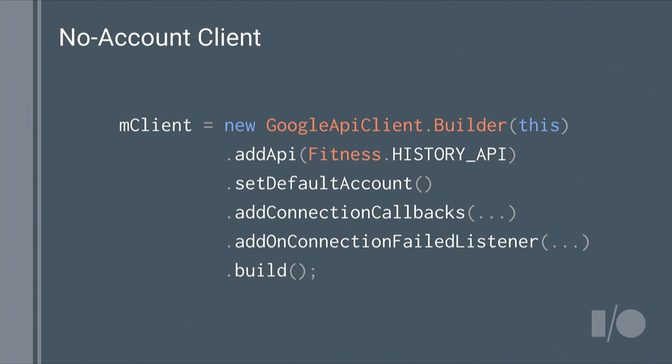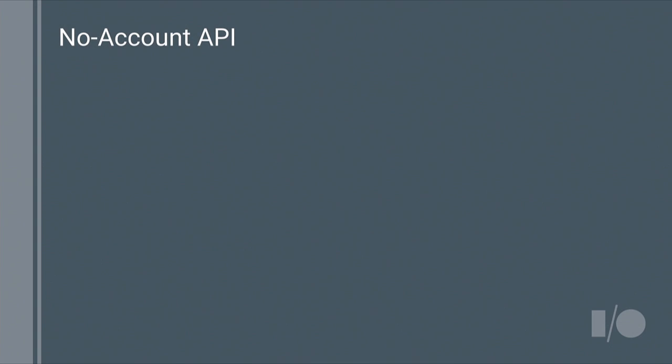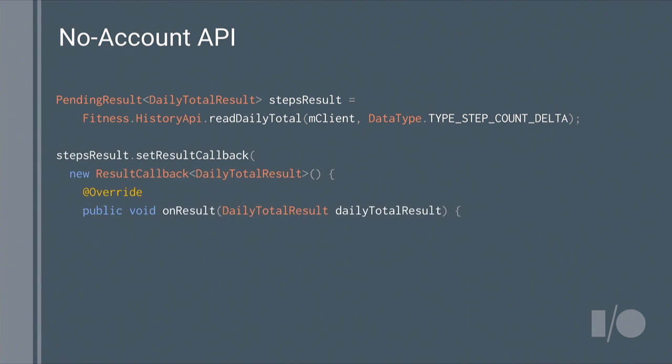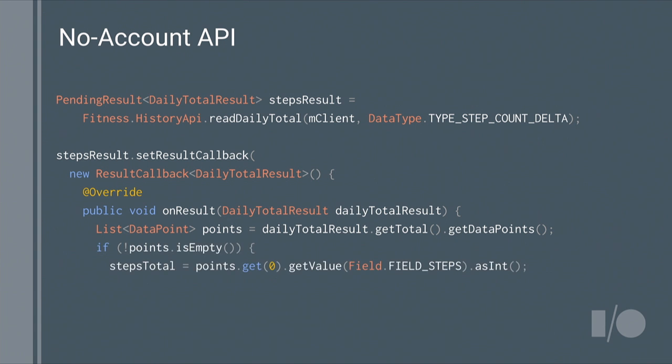And the way you do that is with the read daily totals method. So you're going to call the history API's read daily total method. And this is basically going to give you a simple way to get step counts for a watch face that's going to be consistent with other apps and other watch faces. You can set a callback so that when the result returns, you can process it. So here in the on result, I'm basically just extracting out the step count, putting it into a steps total variable. And there you go. It's a pretty simple way to track steps with your watch face.